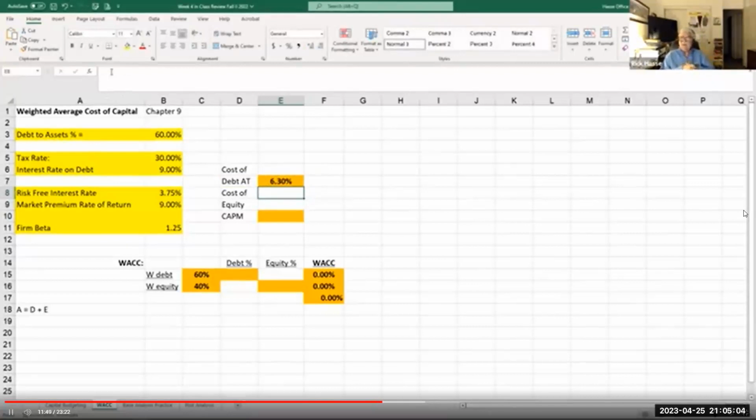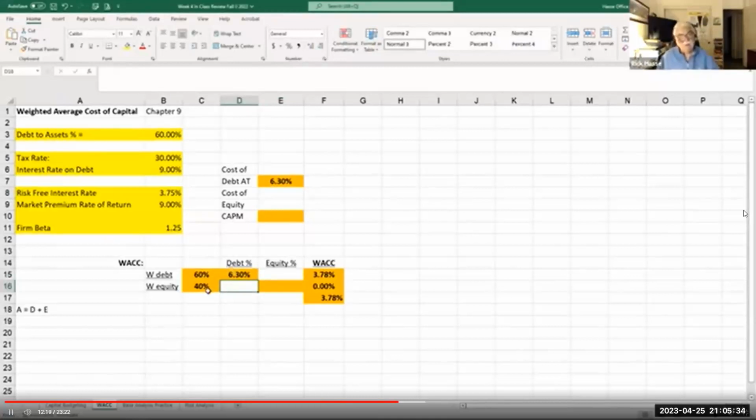So 9% times 1 minus 30% is 6.3%. That's our after-tax cost of debt. That's what it's costing this company to pay for their debt after taxes. So we weight that by the capital structure of the debt, 60%, and we get a weighted average cost of debt of 3.78%. That's taking 60% of our 6.3.